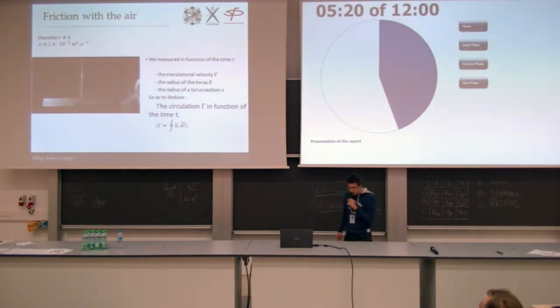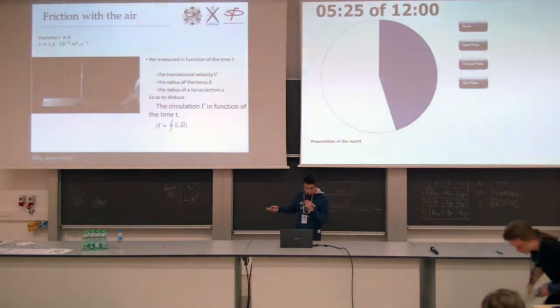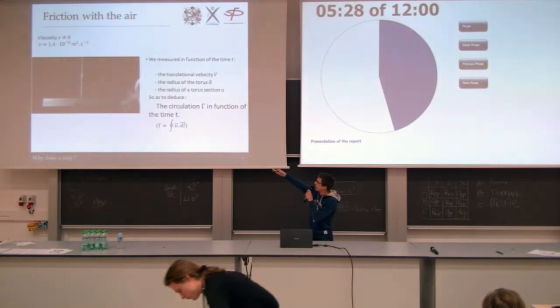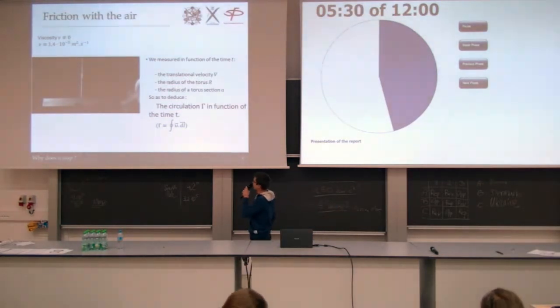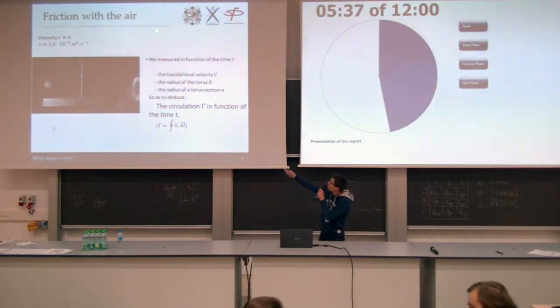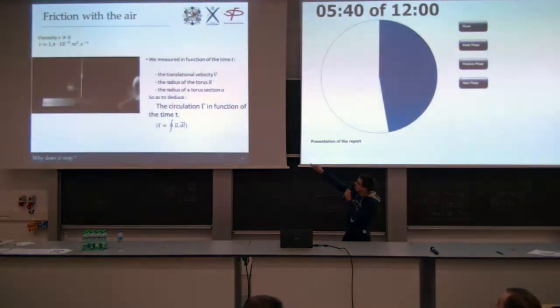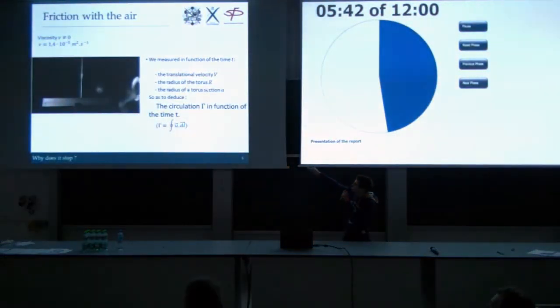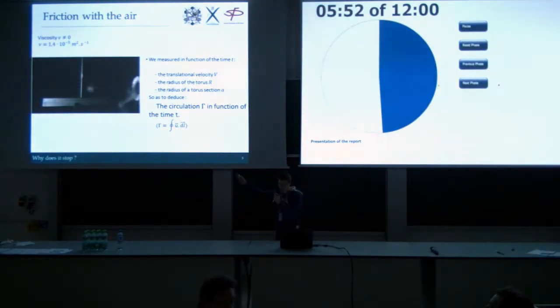Now, the friction with the air. The friction with the air comes from the viscosity, which is not equal to 0. On this video, we measure as a function of time the velocity v, the radius of the torus, and the little radius of the torus section, so as to deduce the circulation gamma as a function of time. So here is the definition. What are the results?